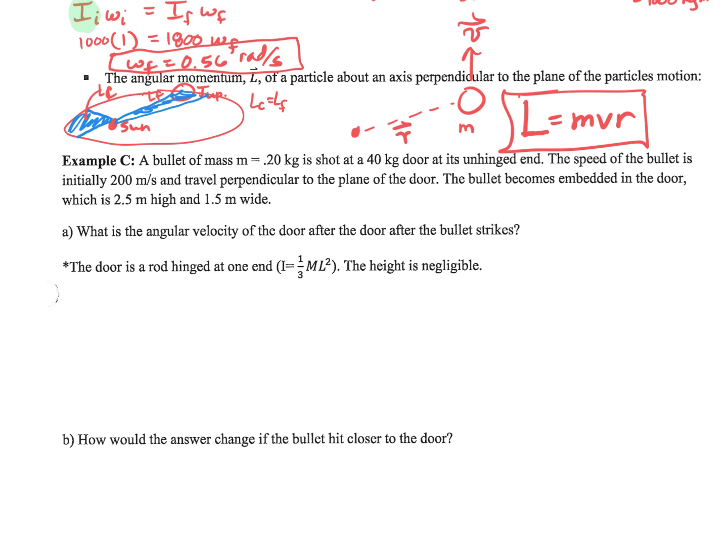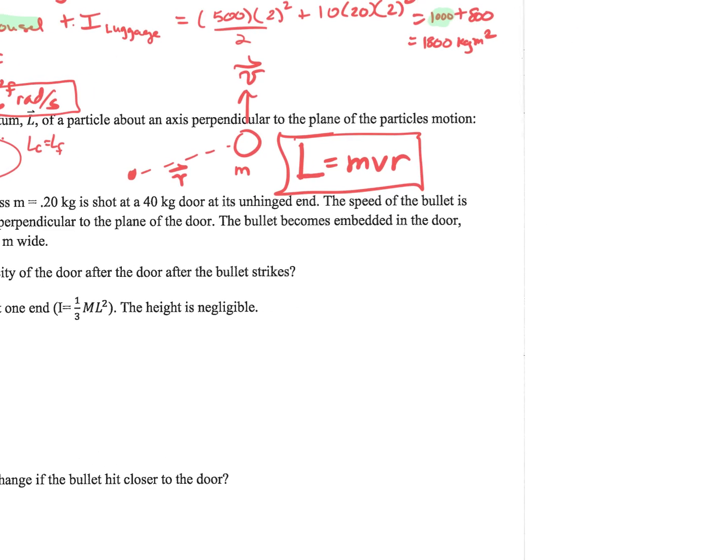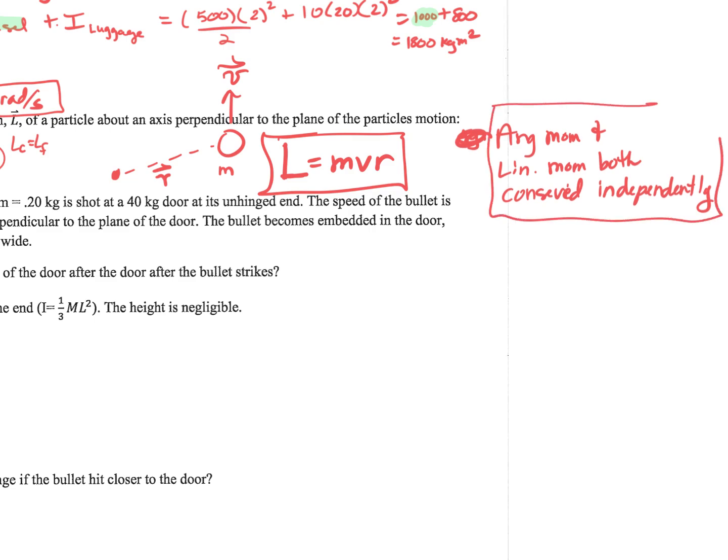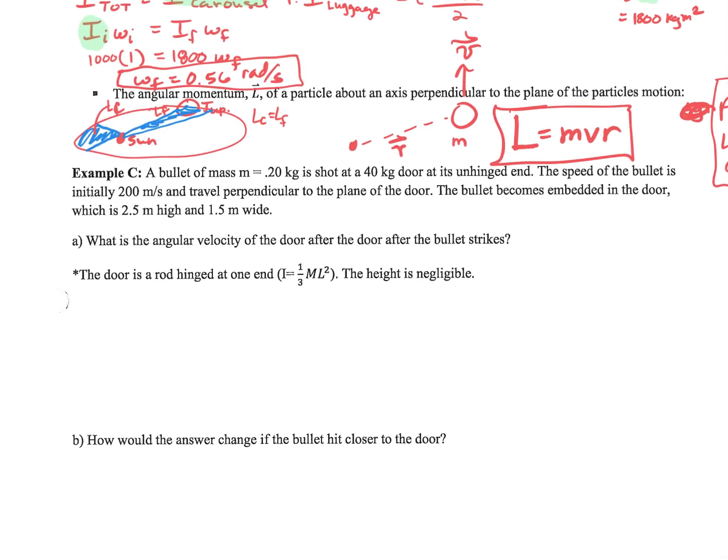Angular momentum and linear momentum are both conserved individually. So maybe you ought to write that down. And that's in a collision or not in a collision, okay? They are conserved separately or independently. So you can treat them separately or independently. Just know they're both there. All right, so let's look at this.